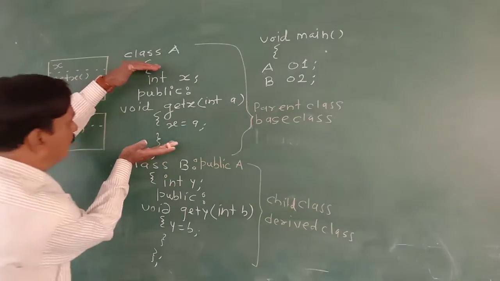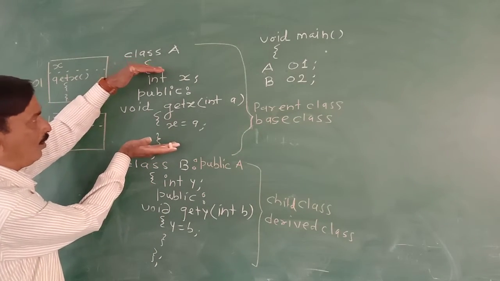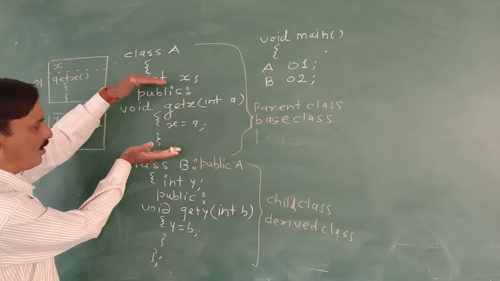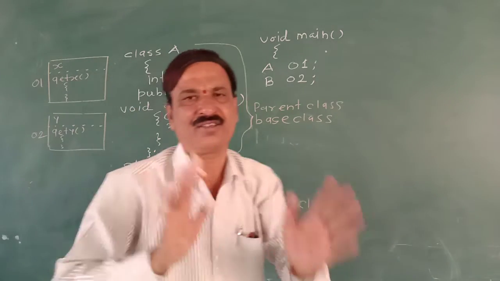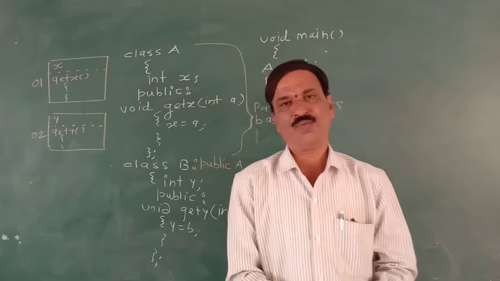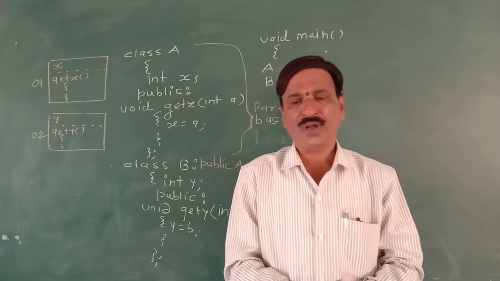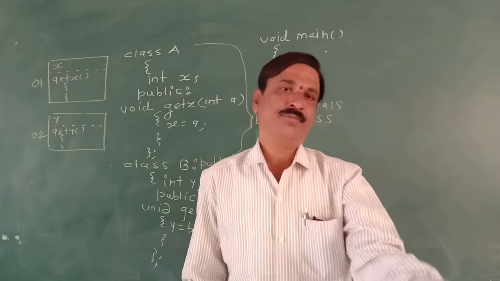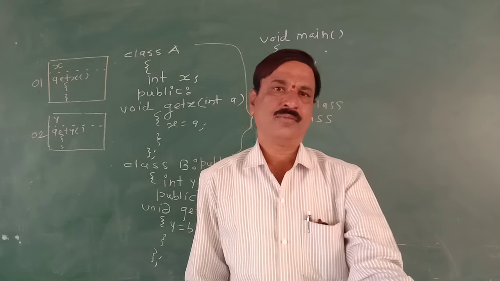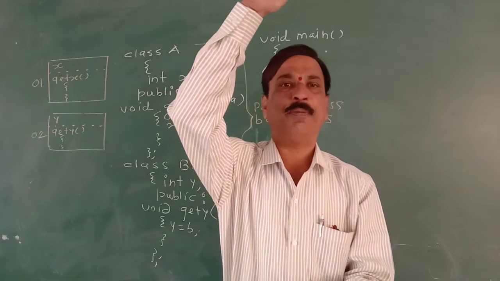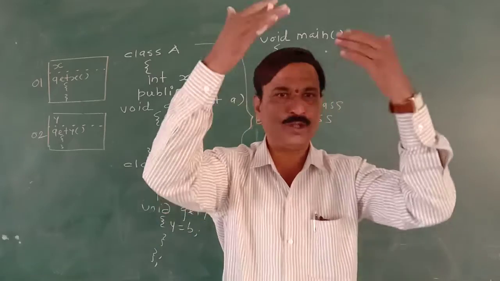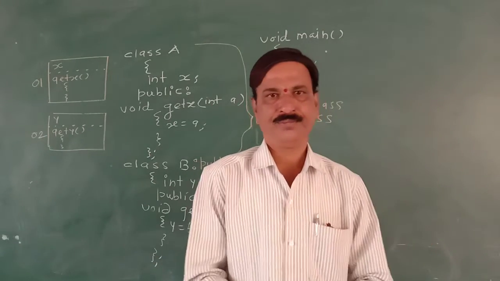All the property of the base class or parent class becomes the property of the child class. We know that this is inheritance. The term inheritance stands for whatever is our property and our parents' property. Obviously, our parents' property is inherited to us.